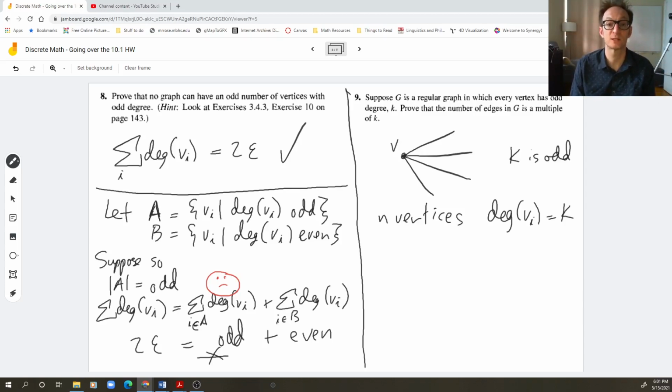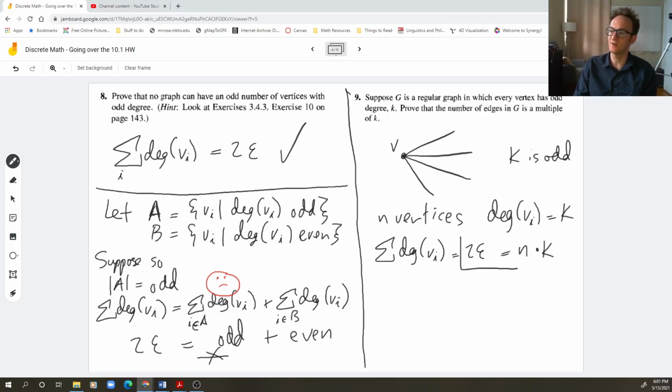Let's count the number of edges. How do we do it? Well, by handshake, the sum of the degrees of all the vertices is twice the number of edges. But also, the sum of the degrees of all the vertices is just the number of vertices, n, times the degree of each vertex, which is k, since it's regular. So I get this nice relationship here. But now, by the previous problem, what can I say about n? Well, n must be even.